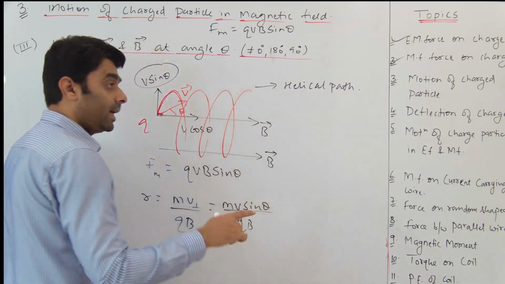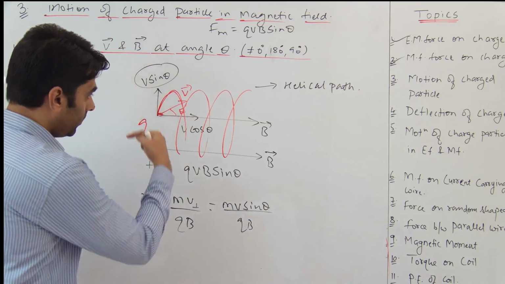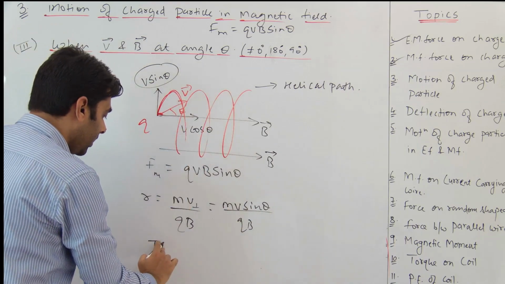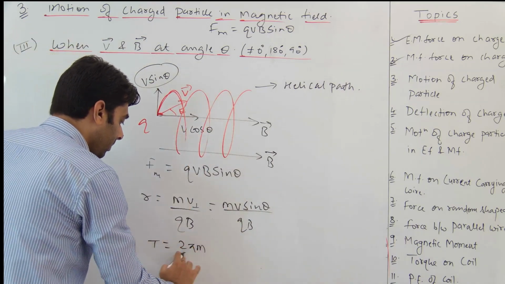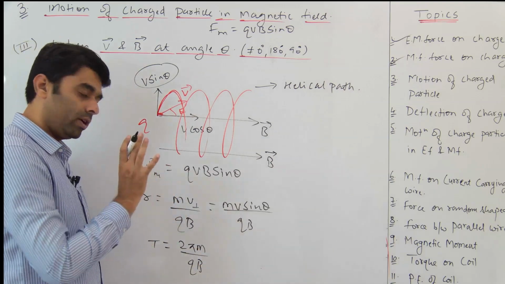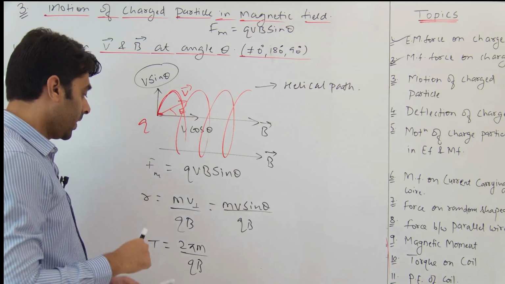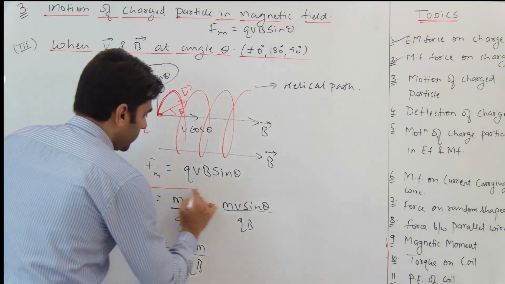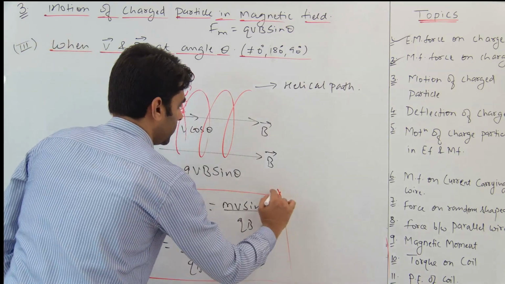Well and good. Time period. How much is the time period of this circular motion? Time period will be 2 pi m by QB. As we have already seen, time period does not depend on velocity, so it will be 2 pi m by QB itself, right? So these are the two results that we have got for this third case.